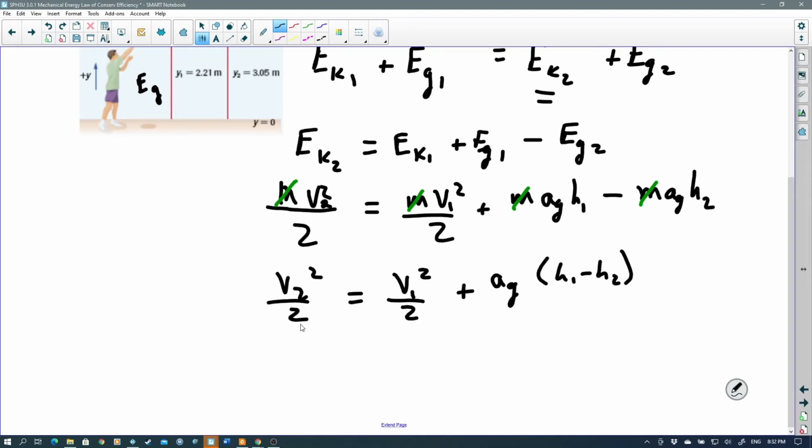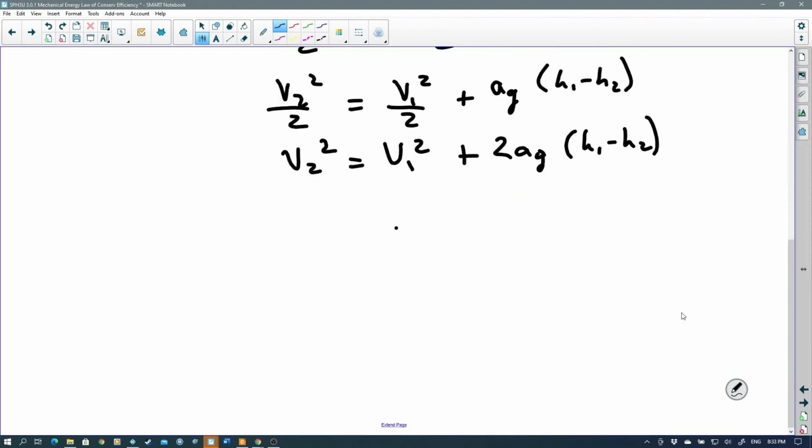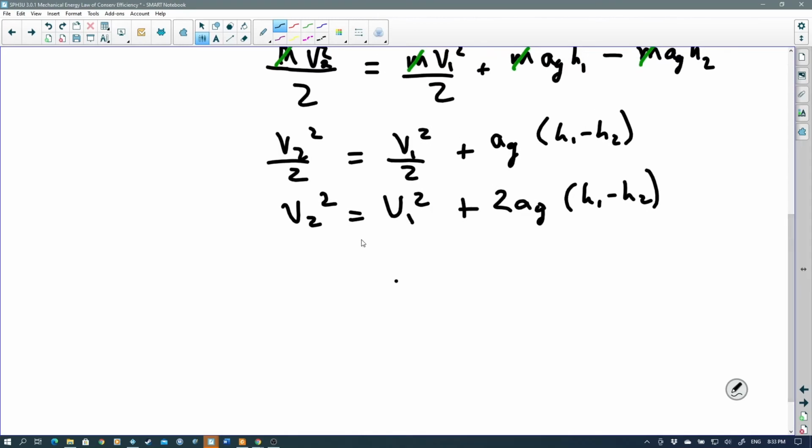Let's see what happens here. We could isolate it even more by multiplying everything by 2 now, because we're trying to get v2 all by itself. So we're going to have to multiply by 2 at some point and then square root. We could actually multiply everything by 2 right now. If we do that, we'll get just v1 squared plus 2g(h1 minus h2). This just reduces how many numbers we have to put in, and it might allow us to do some of the math in our head. And then we're going to have to square root.